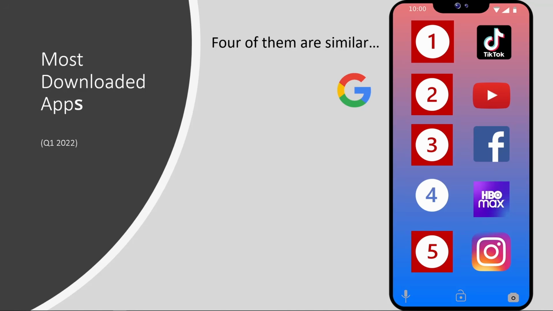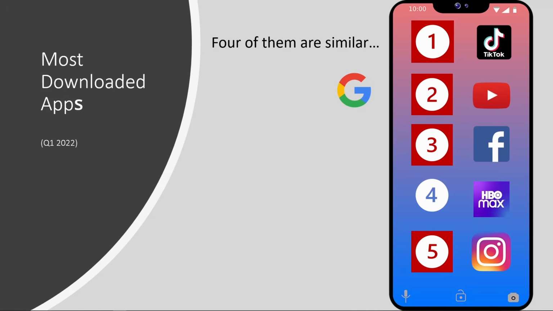TikTok, YouTube, Facebook, Instagram, and of course plus Google, which owns the Android platform. It's been pre-installed on all the Android phones. So the similarity among them is they are all advertising-based businesses. So obviously advertising is a dominant business model on mobile platforms.